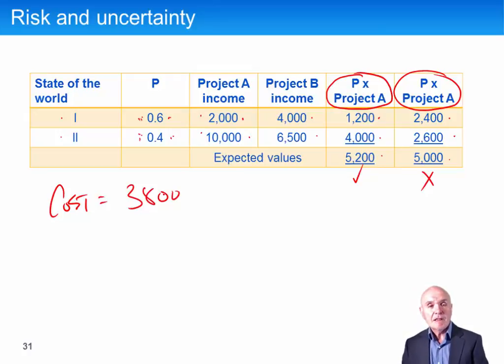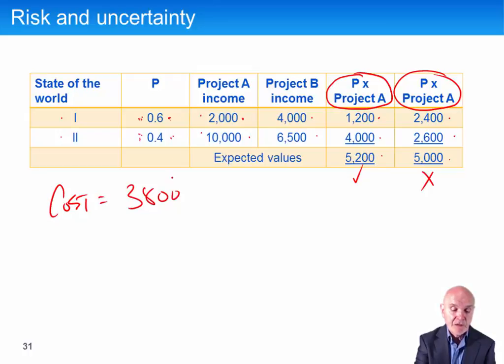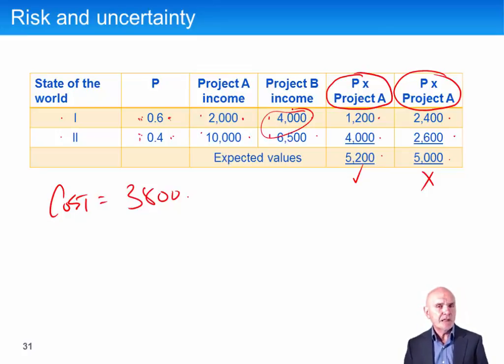Now if you look at project A, cost of 3,800, there is a 0.6 chance, a better than evens chance, you're going to only make 2,000. You're making a loss there of 1,800, which could be absolutely catastrophic for the company. If however you look at project B and the cost is 3,800, we are never envisaging, even in our worst kind of scenario, of ever actually making a loss.